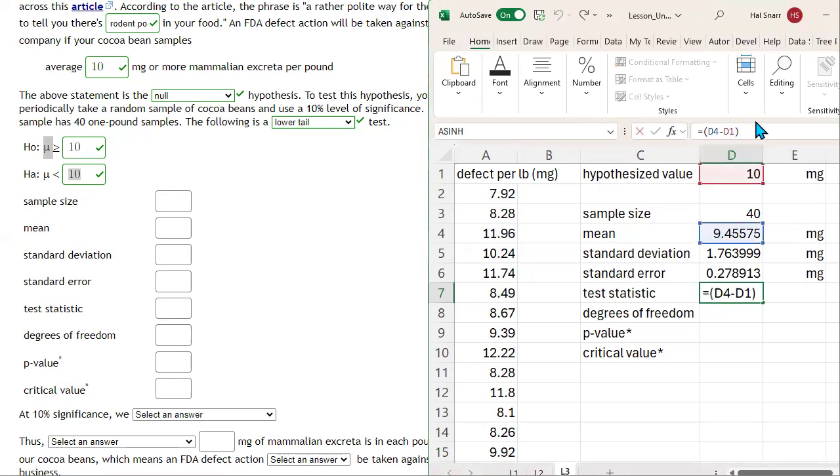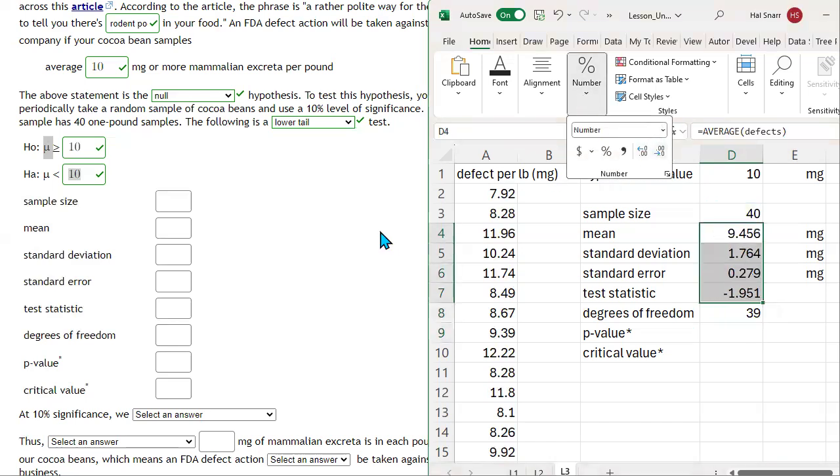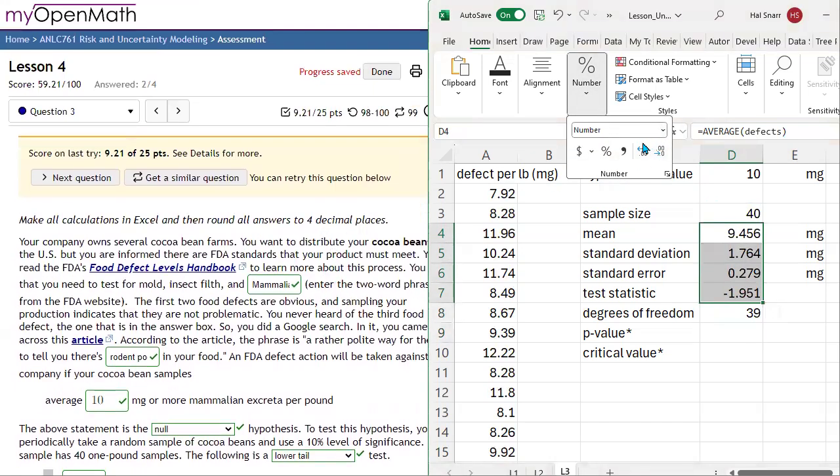So there is a difference, right? Now, to calculate whether that difference is significant or not, we have to divide by the standard error. And then when we divide by the standard error, we get the test statistic, negative 1.95. The degrees of freedom are found by subtracting 1 from the sample size. Set these decimal places equal to the amount requested, which is 4.